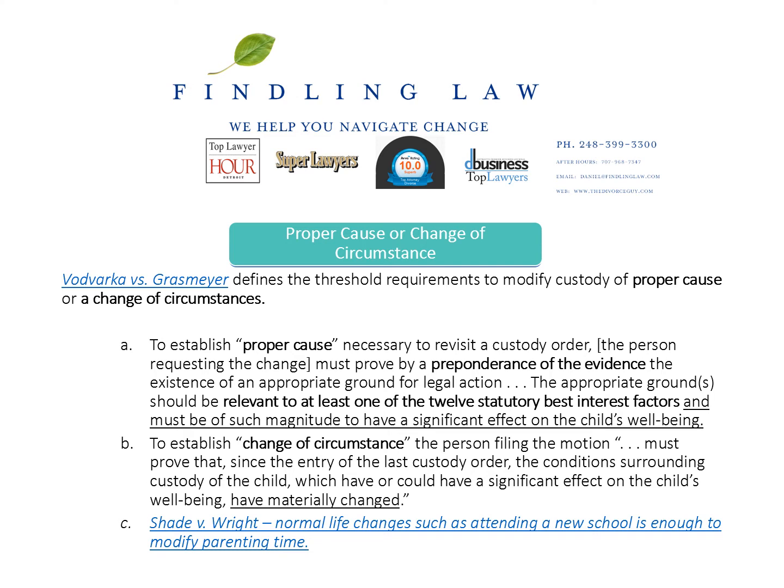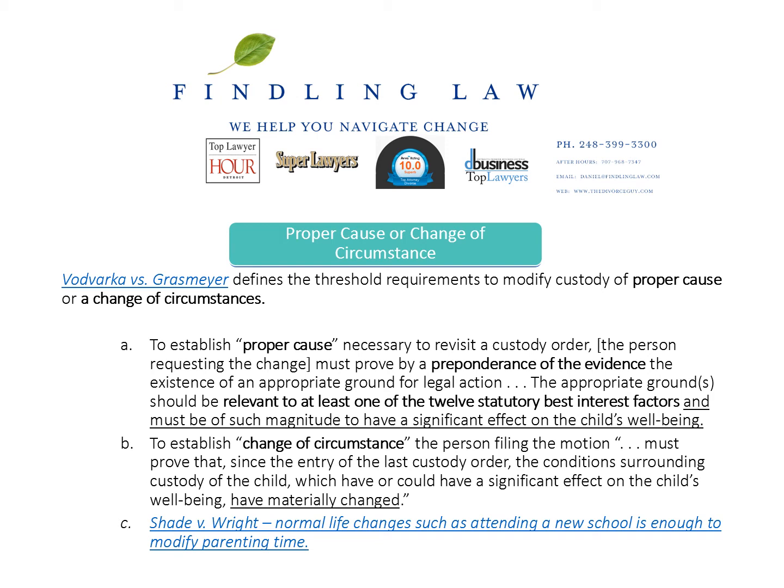In order to modify custody, there has to be something big that's changed since the entry of the last order. If we're just modifying parenting time, it doesn't have to be that big. But remember, parenting time modification becomes a custody modification if we're changing who has the majority of overnights.